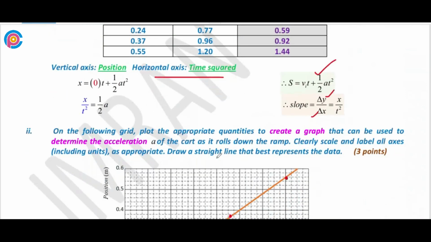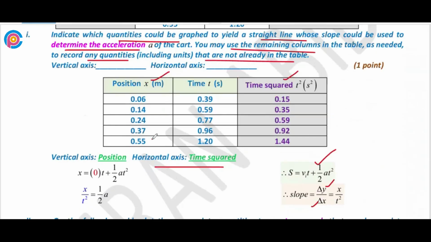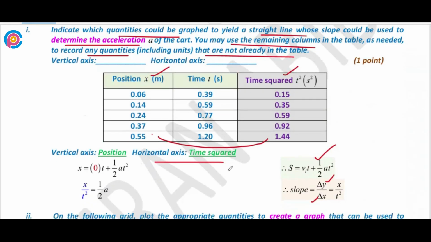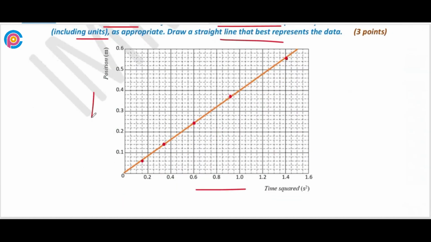Now, on the following grid, plot the appropriate quantities to create a graph that can be used to determine the acceleration of the cart as it rolls down the ramp. Clearly scale and label the axes, including units as appropriate. Draw the straight line that best represents the data. So from these two quantities, x and t squared, I have made the graph. The horizontal scale is time squared, the vertical scale is position. That's the best line that almost touches all the points in the table.